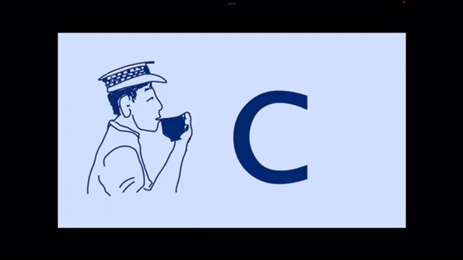And we think about the cop in the cap drinking a cup of tea. If we see the letter C, we look to see if it's followed by A, O, or U. And we know to say K because of that cop.